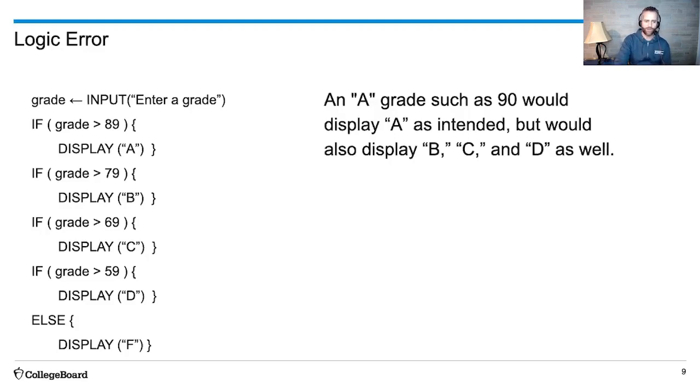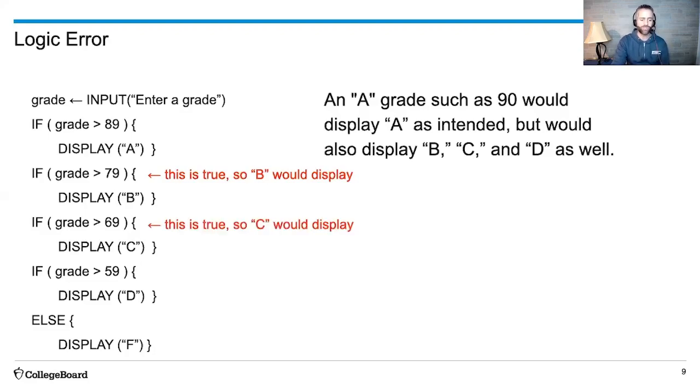If grade is greater than 89, display A. That is true. But this is also true: grade is also greater than 79. 90 is greater than 79, so B would also display. But 90 is also greater than 69, so C would display. 90 is also greater than 59, so D would display. Now, F would not display because the if grade is greater than 59 was true, so the else would not execute. So this is a problem.